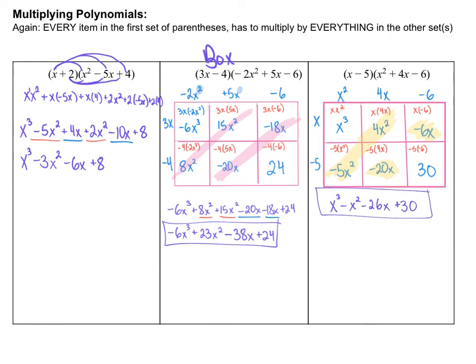All right, so that is how we multiply polynomials together. Some of these problems will be a little longer, but they are satisfying when you finish them. So make sure to do some practice and get the LT check done.